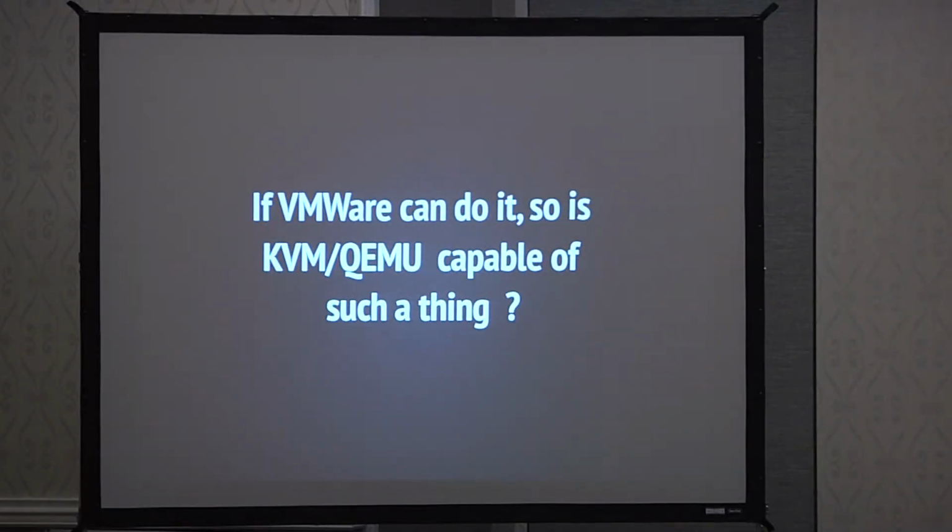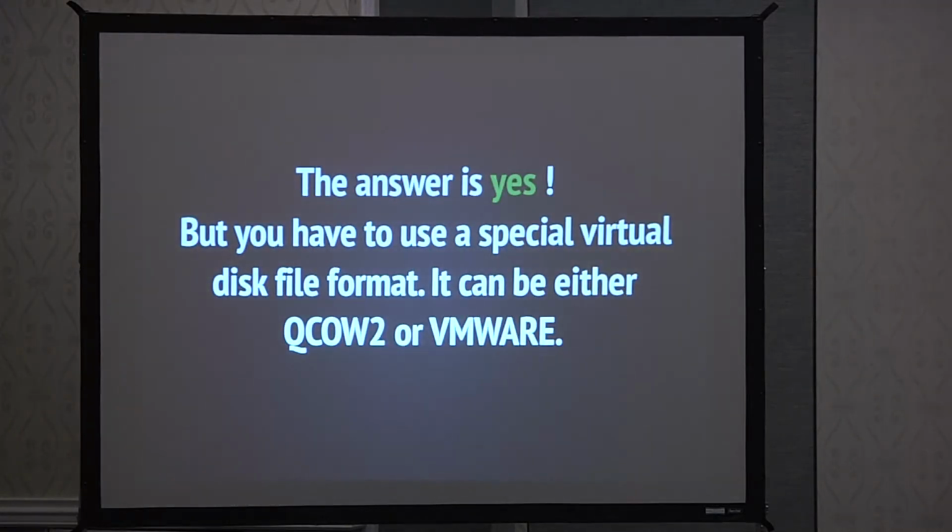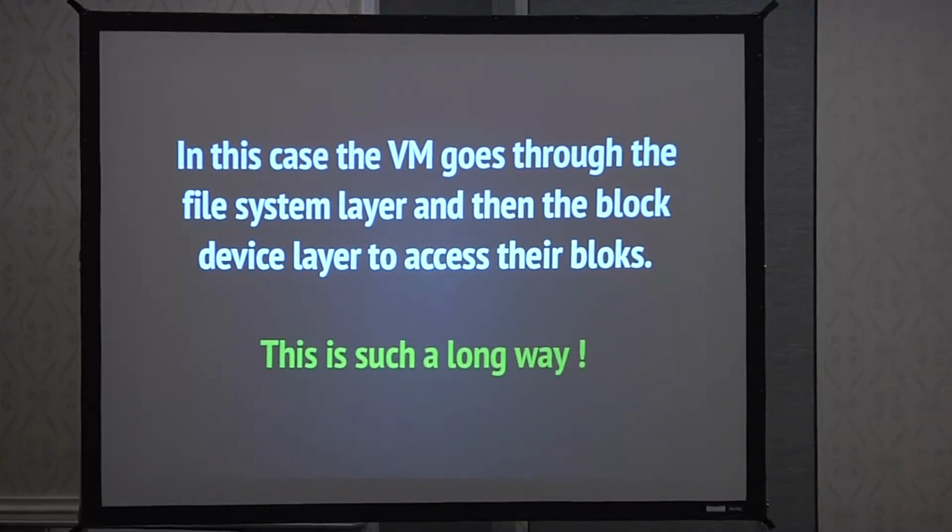I've used VMware, but this feature is available in KVM QEMU, and you just have to use the QCOW2 format for the disk, or the VMware format. You can use both, and QEMU will do the thin provisioning for you. In this case, we have a little problem: the VM goes through the file system layer and then the block device layer to access its blocks. So it's slower. It's better if the VM goes directly to the block device.